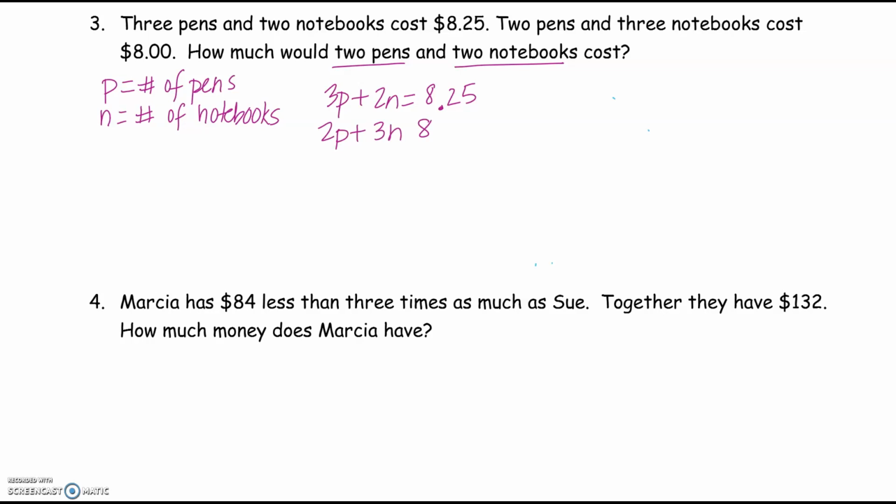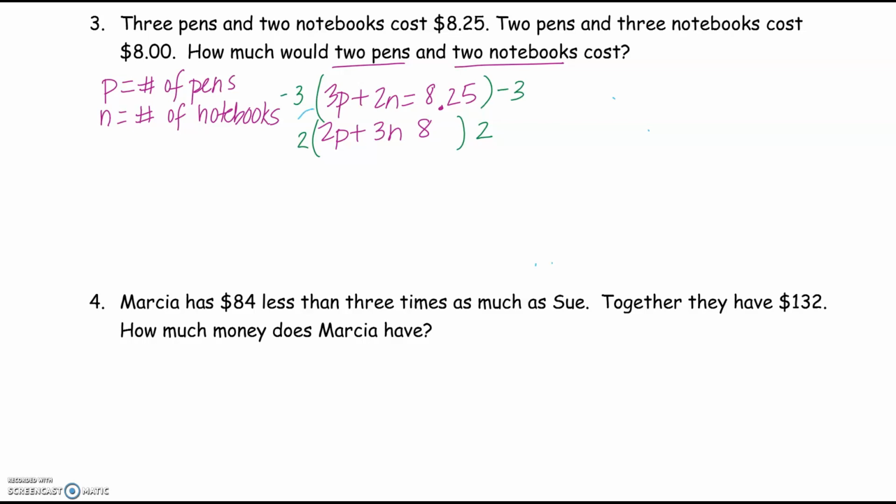So for this one, again, I wouldn't use substitution. I would use elimination, and really it's not going to matter. It's equally easy to eliminate P or N, but I think I'll just eliminate N first. But I do want to get opposite signs, just so I don't have to worry about that subtraction sign. So I'm going to multiply the top one by negative 3 and the bottom one by 2.